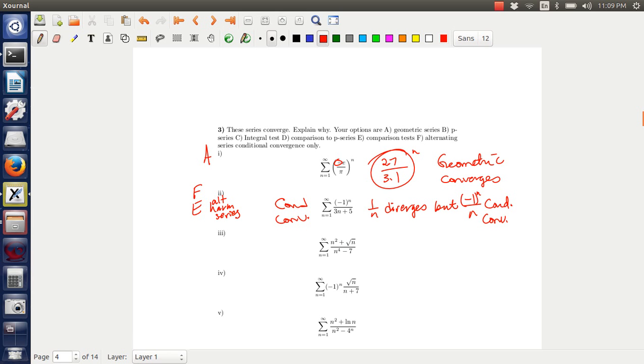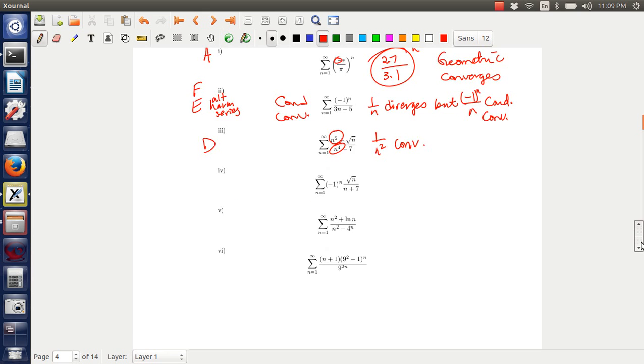So let's see, the next one. The most important thing in the numerator is n squared, and the most important thing in the denominator is n to the fourth, so it's like 1 over n squared, which converges. So let's see, that I think is D, comparison to a p-series.